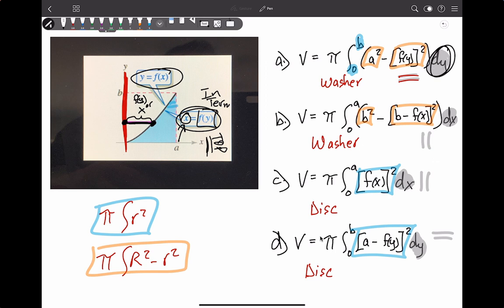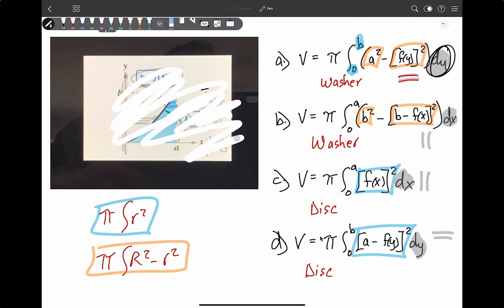So this length is going to be f of y minus 0. Otherwise, where it touches here is f of y minus where it touches here, top minus bottom. So whenever I put that over here, I'll have f of y minus 0, which is the same as f of y squared. Okay, because it's little r squared. So that's how you do that one.